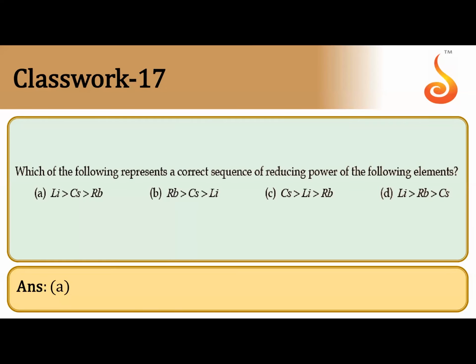Which of the following represents the correct sequence of reducing order of the following elements? Yes, this is what I was telling. When you come from lithium to cesium, lithium has a large negative standard reduction potential value. Therefore, it is the best reducing agent. Therefore, option A is correct.